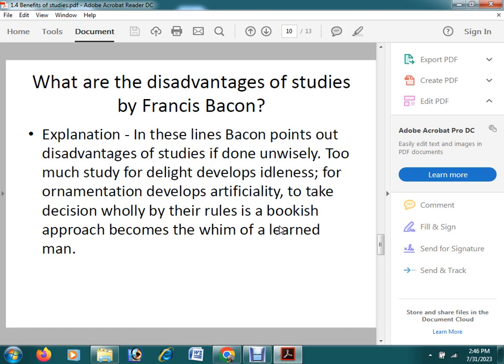So such kind of reading will make you idle. For ornamentation develops artificiality. Artificiality, that means you are reading so many things haphazardly, and for this reason you are pretending to know many things.